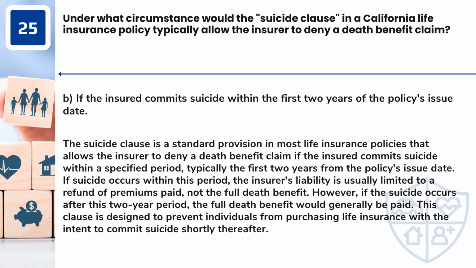Answer: B. If the insured commits suicide within the first 2 years of the policy's issue date. The suicide clause is a standard provision in most life insurance policies that allows the insurer to deny a death benefit claim if the insured commits suicide within a specified period, typically the first 2 years from the policy's issue date. If suicide occurs within this period, the insurer's liability is usually limited to a refund of premiums paid, not the full death benefit.